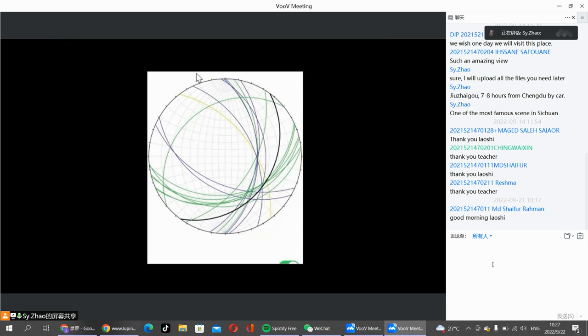So if we have many attitudes of bedding from field work like this, we can clearly see the relationships among them, and the biggest tendency of them. We can know it very quickly.